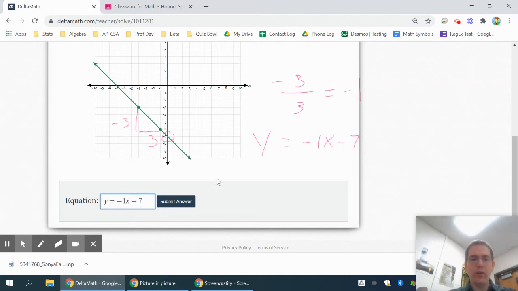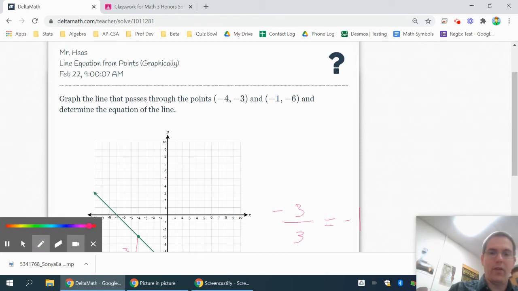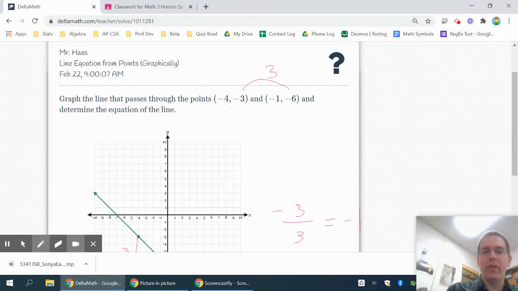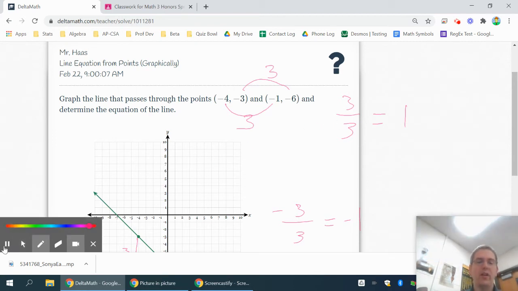If you ever want to use the actual points to help you out, you can do that. I could have gotten my 3 by saying how far is it from negative 3 to negative 6, which is 3. How far is it from negative 4 to negative 1, which is 3. So that would have let me know my slope was 1. But to figure out if it was positive 1 or negative 1, I would have needed to sketch the graph. And that's why on these, since you have to graph it anyway, I think that's probably the best way to start. Let's go ahead and try another example.